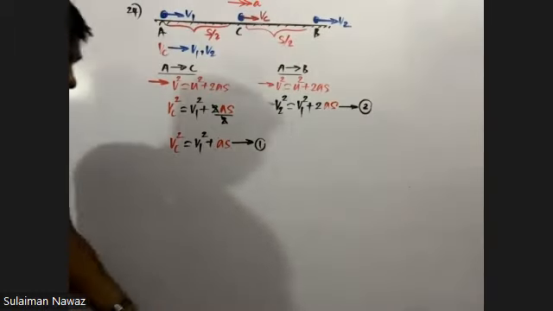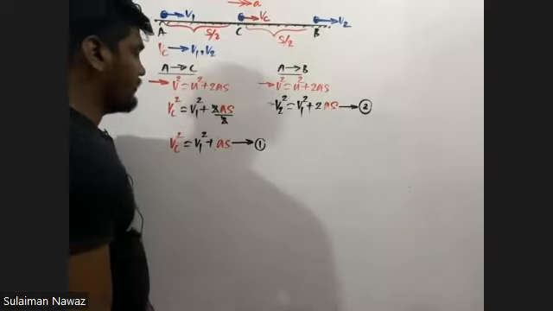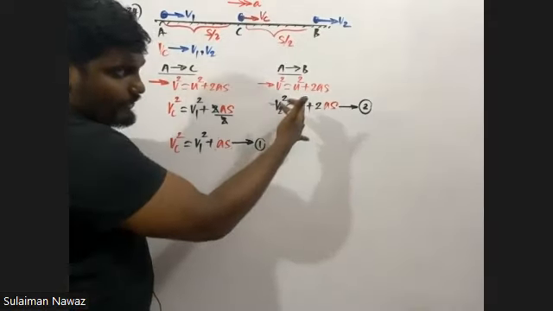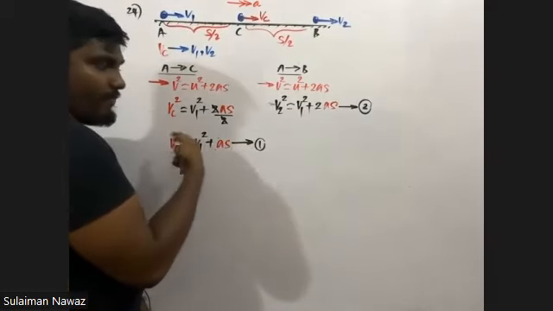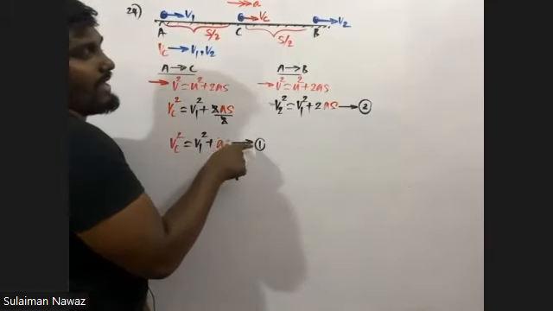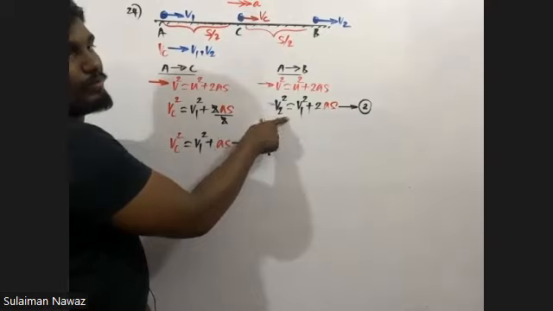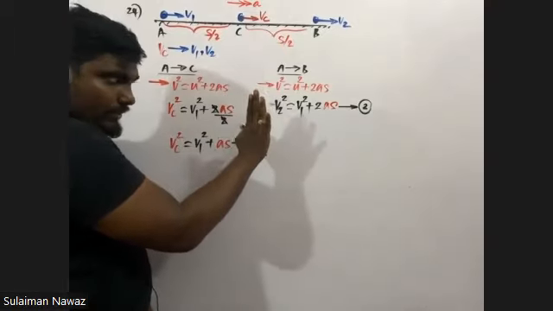Now different operations are possible here. One can multiply equation 1 by 2 and subtract from this equation 2. If not, one can do something like this.